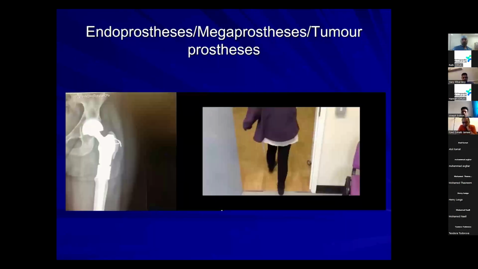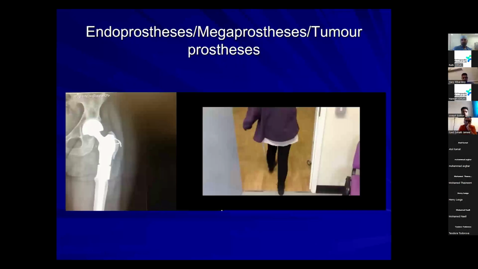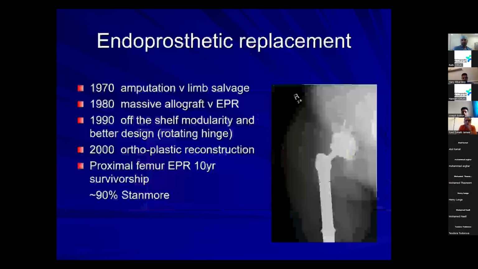So just an example of how these implants function. I don't know if the video will play because I've just transferred this from my old laptop. No, it doesn't.